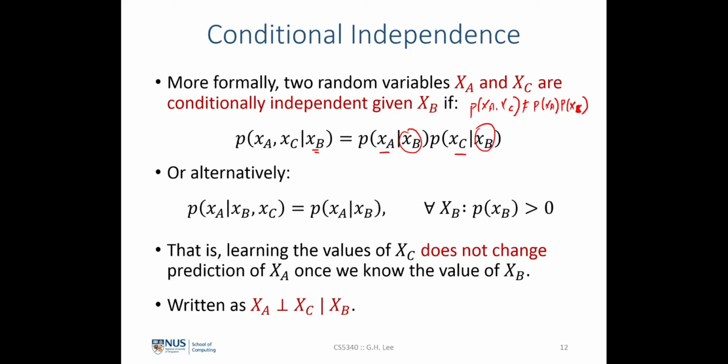Alternatively, we can write the probability of XA conditional upon XB and XC as equal to the probability of XA conditional upon XB. This is because once we have observed XB, then A and C become conditionally independent. What this means is that once I have seen XB, seeing XC doesn't give me more information about XA, and vice versa. And we will write this conditional independence as: the random variable XA is conditionally independent of XC, given that we have observed XB.